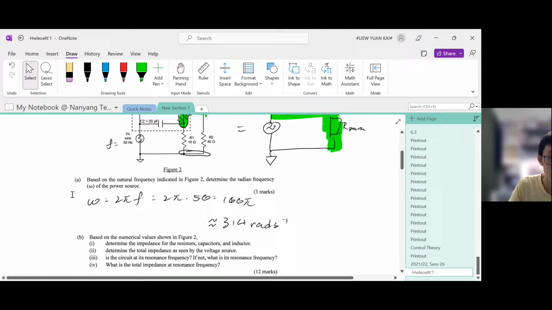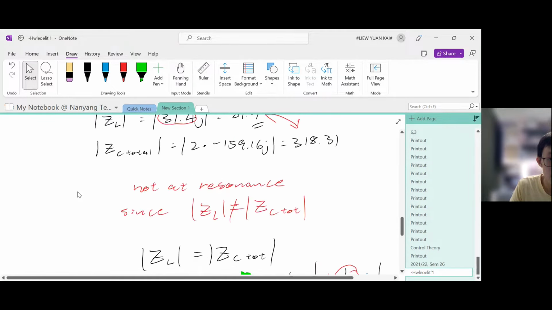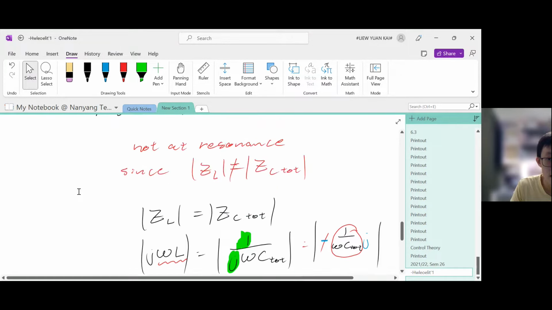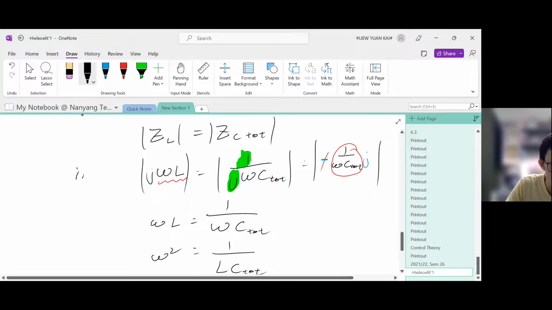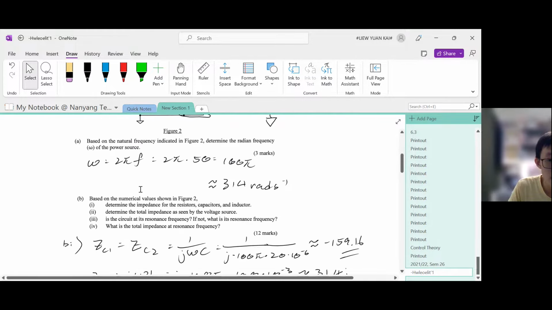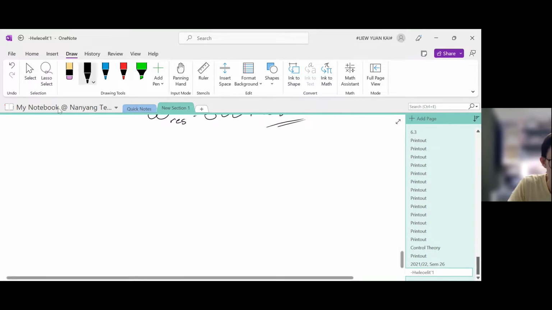Now, last question, part IV. I should label this here as question 3. So for part 4, what is the total impedance at resonance frequency? Okay, so this is a bit of a crazy question that I don't think I got correct in the actual exam, but I've checked this with Professor Lee Hong.